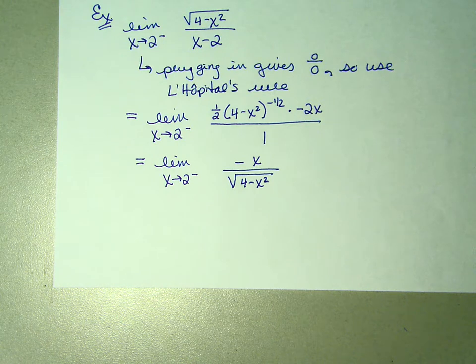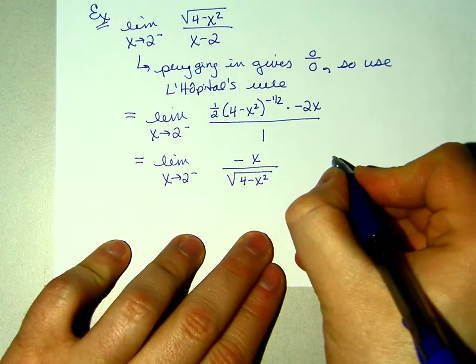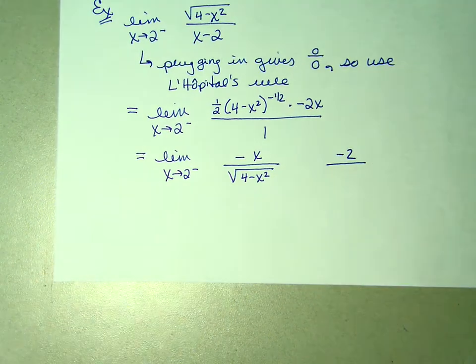Oh, I hope you use the chain rule. We'll go back and use the chain rule now. All our normal derivative stuff still applies. So I'm getting the limit as x approaches 2 from the left of negative x over square root of 4 minus x squared. Now what? Plug in. Okay, so we're going to get negative 2 up top. On the bottom, we get 0.